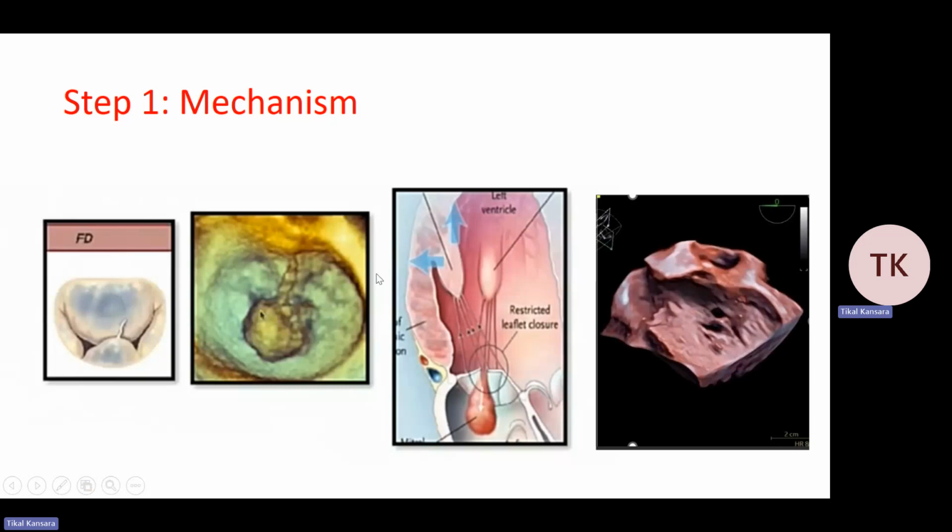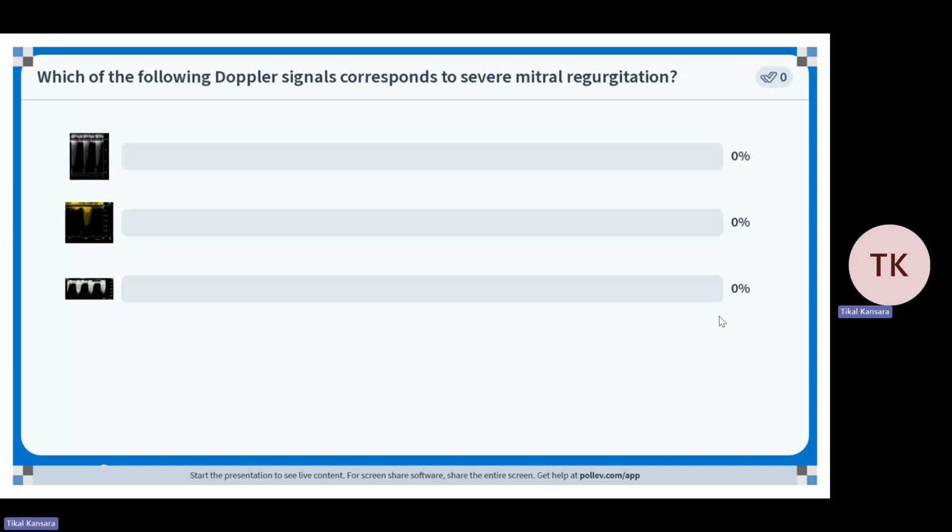The second is functional or ischemic MR, where there is a typical characteristic which I showed you guys, and the third one could be perforation of the leaflet, which can also lead to type 1 MR. So first of all, the first thing is to know the mechanism of why the MR is happening.